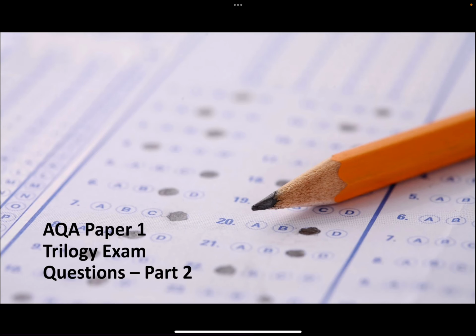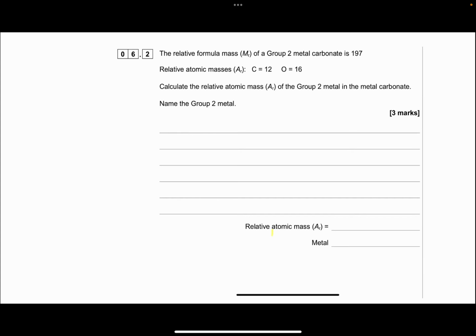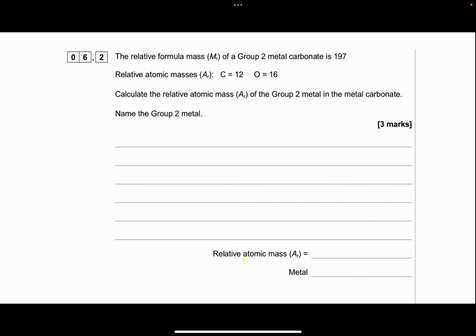Today is part 2. We're still looking at the AQA Paper 1 Chemistry Trilogy exam questions. There will be crossover to the separates GCSE and there will also be crossover to other exam boards. So this is Chemistry Part 2. Let's get started. So we have a question this time.